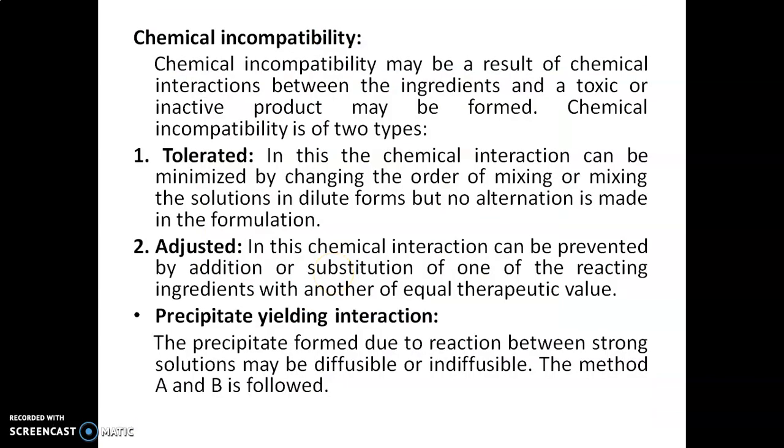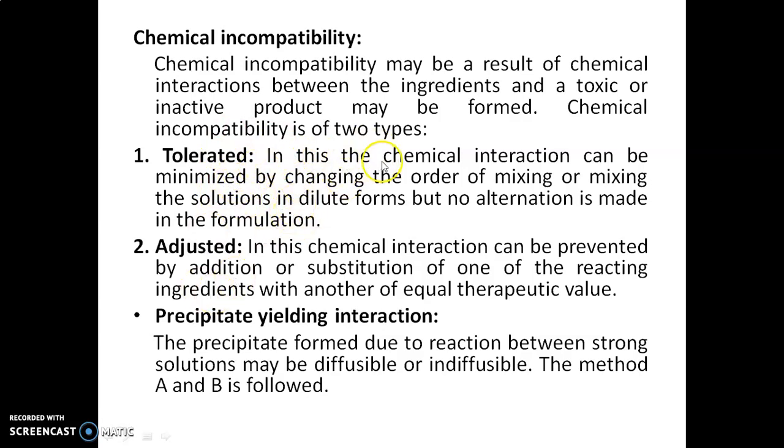So in previous sessions we discussed incompatibility. There are a total of 3 types of incompatibility: physical, chemical and therapeutic. Now let's discuss chemical incompatibility. Chemical incompatibility may be a result of chemical interactions between the ingredients, and a toxic or inactive product may be formed. The chemical incompatibility is of 2 types: first, tolerated, and second, adjusted.